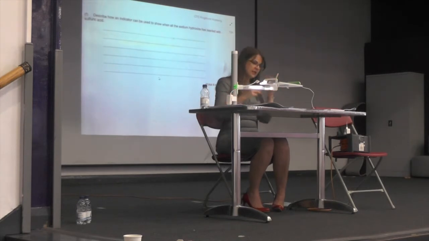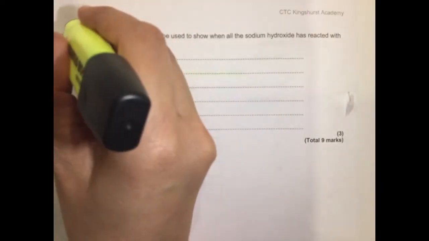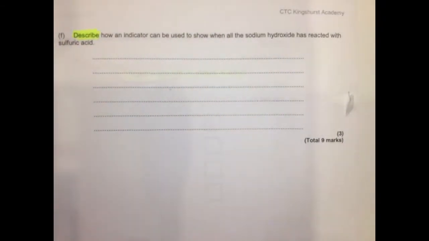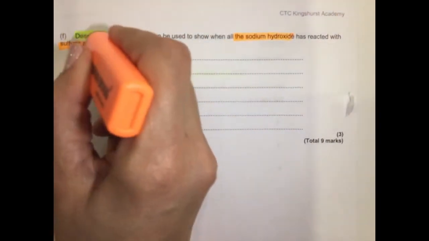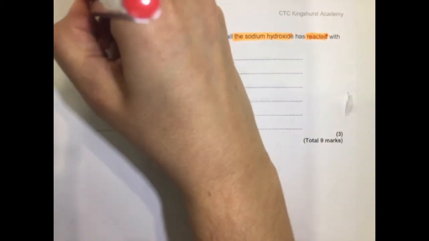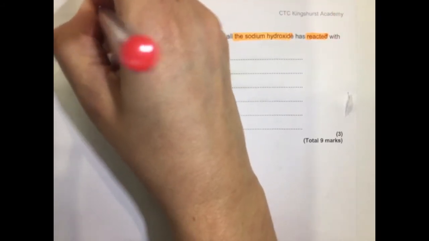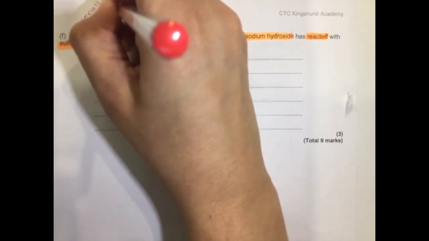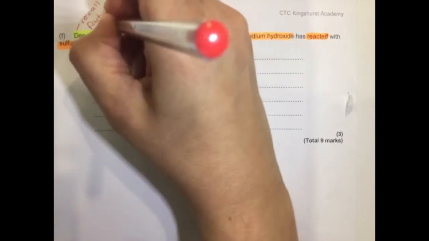So the command word in this one is describe. And describe, it says here, describe how an indicator can be used to show when all the sodium hydroxide has reacted with sulfuric acid. So how can an indicator be used to show when all the sodium hydroxide has reacted with sulfuric acid? So that's the important bit. Now, describe. Describe means to recall facts or procedures accurately.